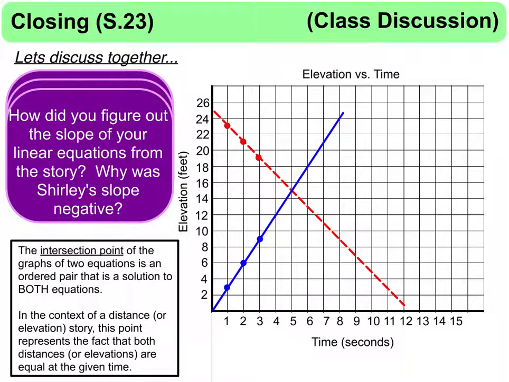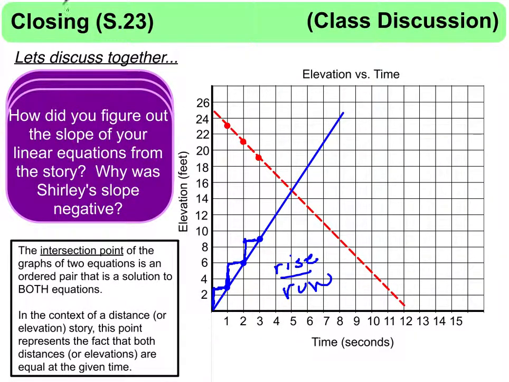In closing, the teacher brings up this notion about Shirley and Duke's scenario. Perhaps this question here: how did you figure out the slope of your linear equation from the story? And so we want students to be able to express that, based on the story, it went up 3 and over 1, which models our rise over our run. And that gets repeated here, up 3 over 1.